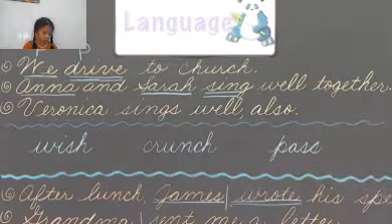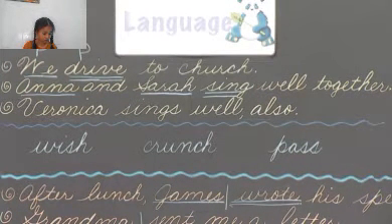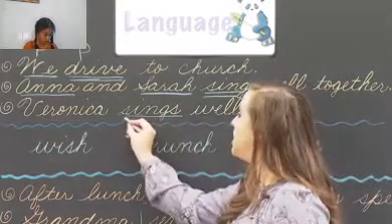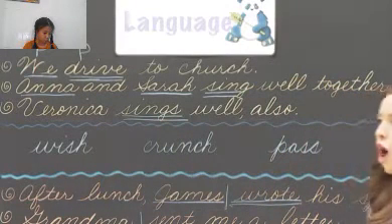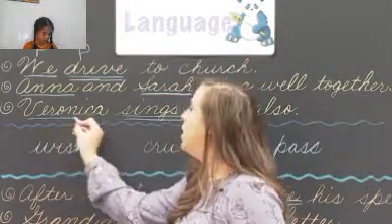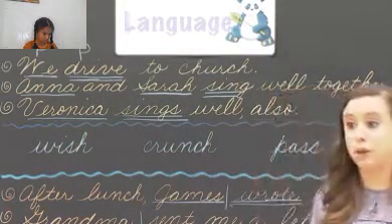Let's take a look at our next sentence. Veronica sings well also. Find the verb. What is it? Sings. Yes, so we'll underline it twice. And then who or what sings? Veronica. Good. Is Veronica as one name singular or plural?